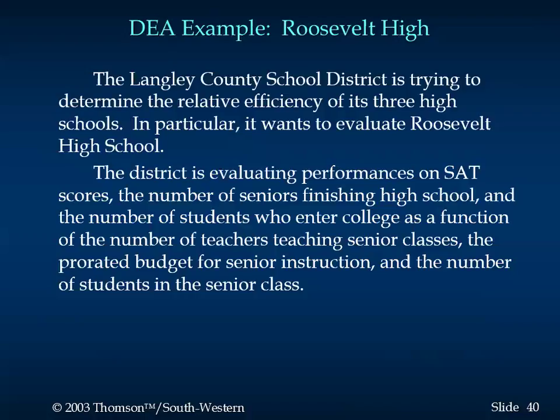Okay, so these first 3 are the outputs. SAT score, that is basically like an aptitude measure. The number of seniors finishing high school, that is the completion rate, and the number of students who enter college. We want good quality students who enter college, right? So those are the outputs, and the inputs are the number of teachers teaching senior classes, the budget expenditure, and the number of students in the senior class, so class strength.